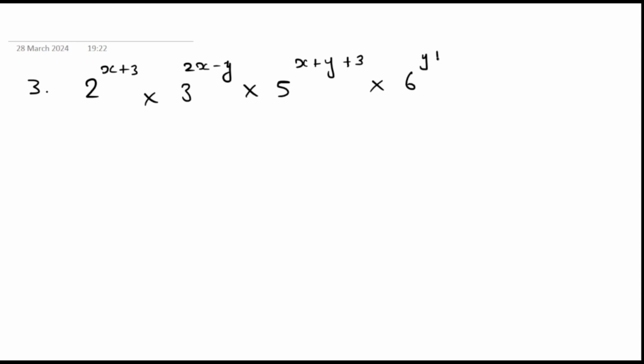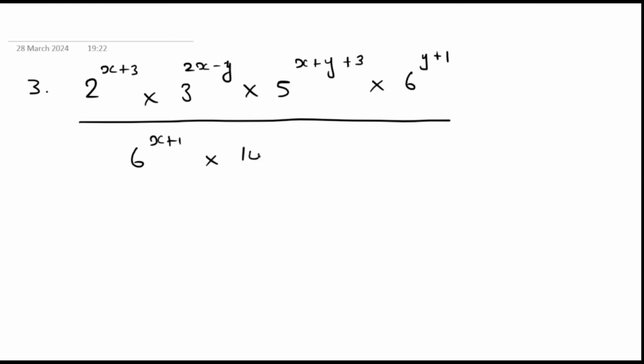Question number 3. 2 to the power x plus 3 into 3 to the power 2x minus y into 5 to the power x plus y plus 3 into 6 to the power y plus 1, the whole divided by 6 to the power x plus 1 into 10 to the power y plus 3 into 15 to the power x.